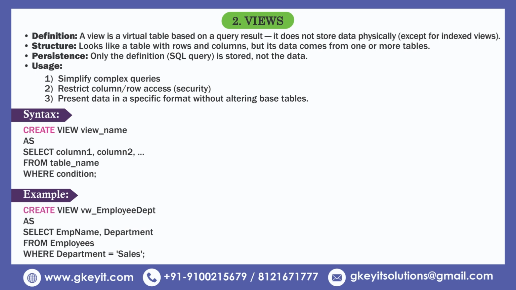Here we are creating a view called VW employee DEPT as, select employee name, department from table employees. We are selecting these two columns from this table, and we are putting a where condition like department is equal to sales. Here it filters only sales data and puts that data into this view. Here the view stores the structure of this query, and it will fetch the data from the base tables.